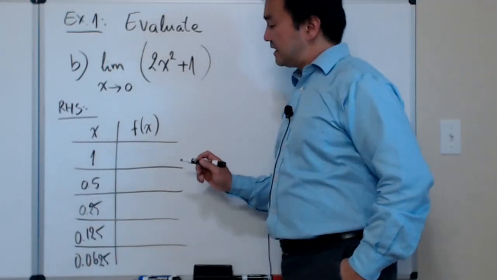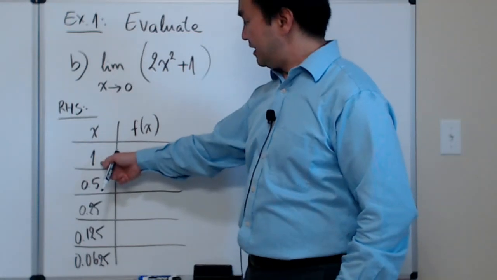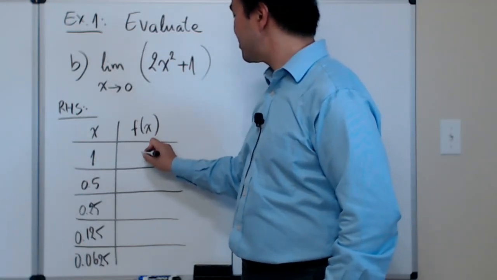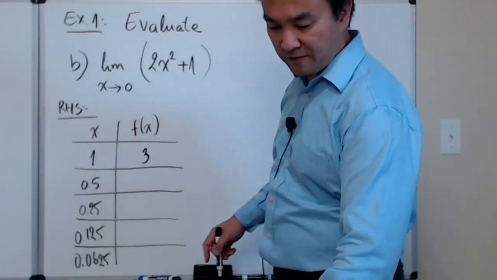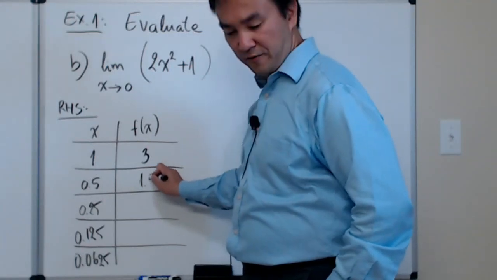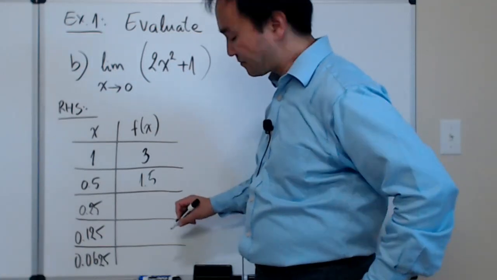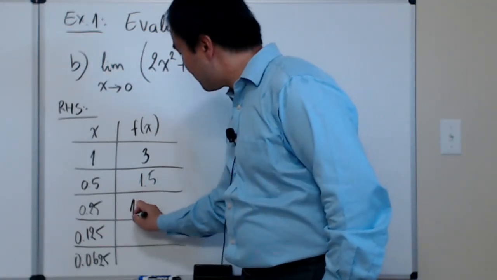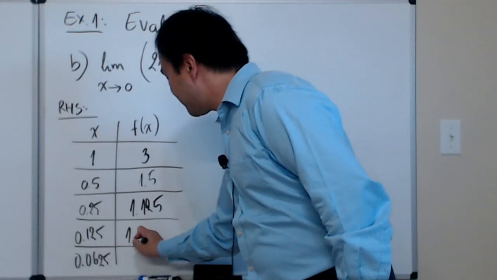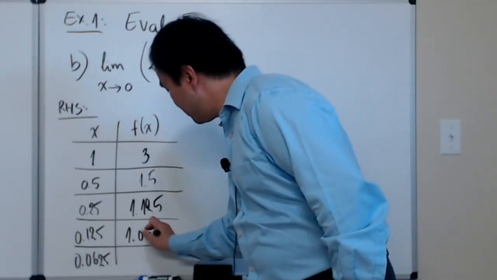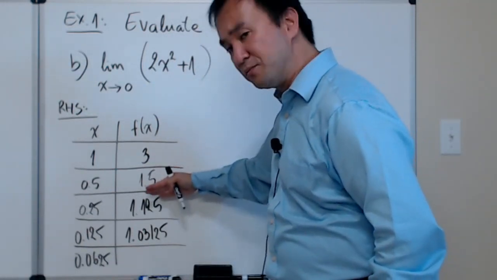Hopefully anyone who viewed this video already had your own calculation. But these output values: when x equals 1, the function output is 3. When x is 0.5, the function output is 1.5. And then we're looking at 1.125 here. We're looking at another positive value, but 1.03125, and you can see that these values are getting smaller and smaller.